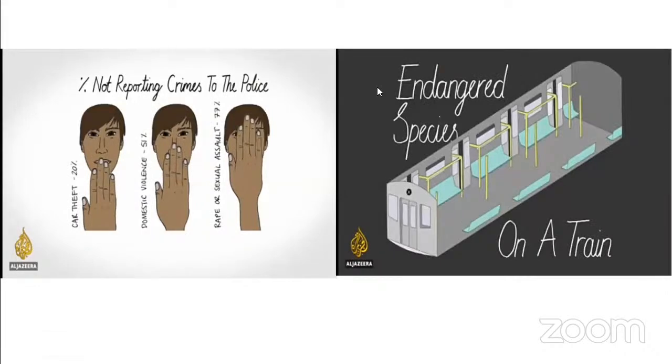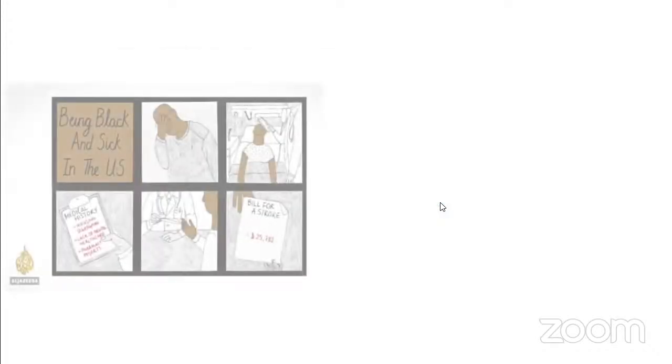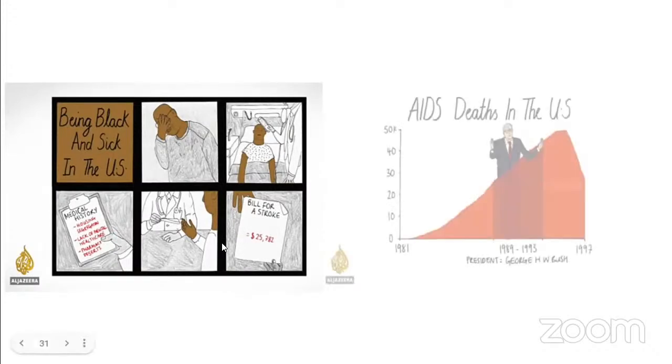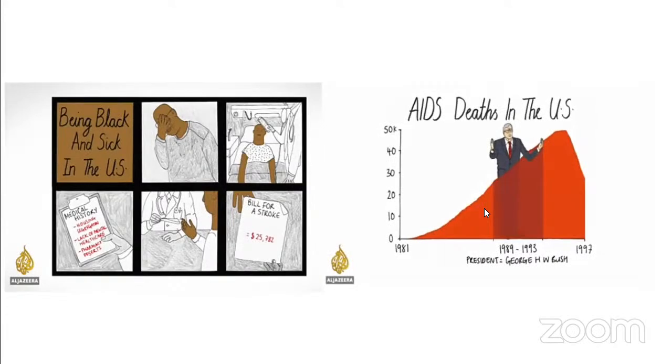the visualization. This one, endangered species on a train. I think this one had some animals inside, but I don't know why I was not able to capture that. And of course, being black and sick in the US, she's using this to explain how expensive it is to be black and sick in the United States. You see, the bill for a stroke is 25,782 USD. And 8 deaths in the US.